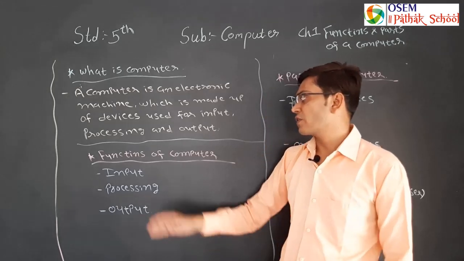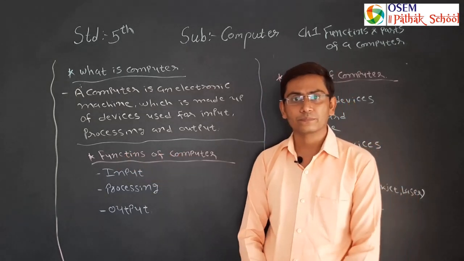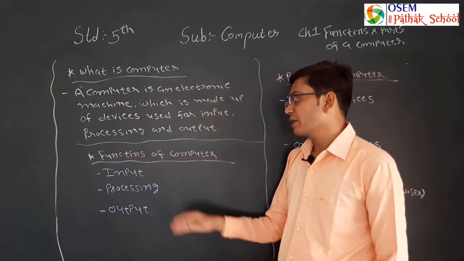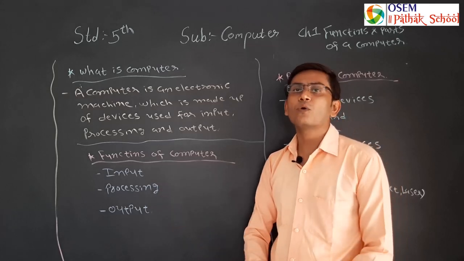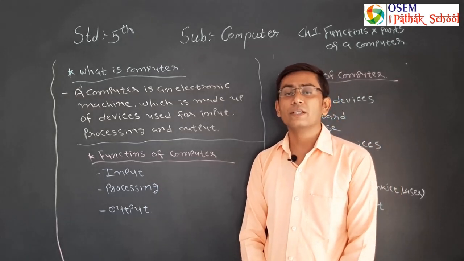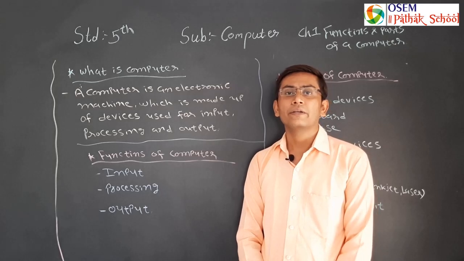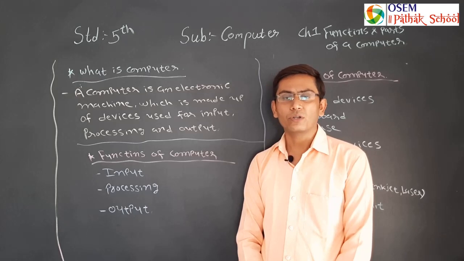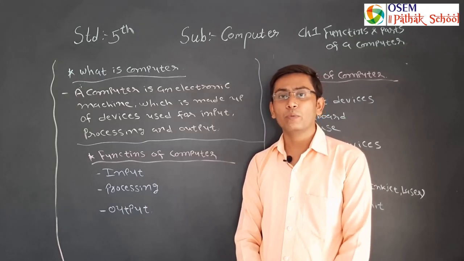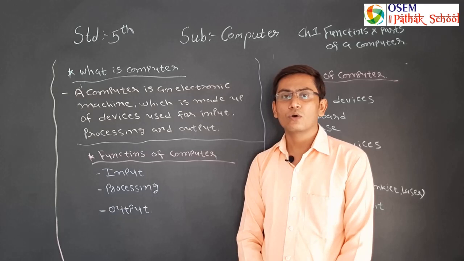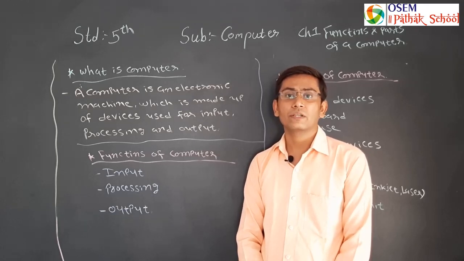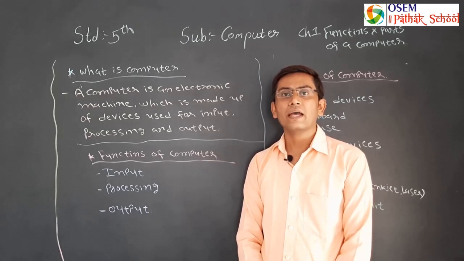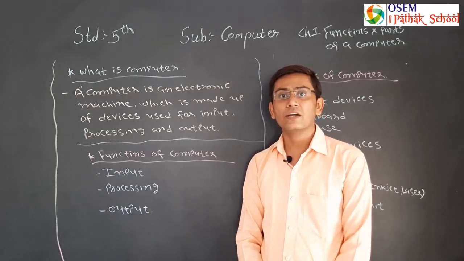So here are some functions of computer. The main functions of a computer are input, processing and output. What is input? Data entered into computer is called input. Data could be letters, numbers or even pictures. It could be anything. In short, data entered in computer is considered as input.